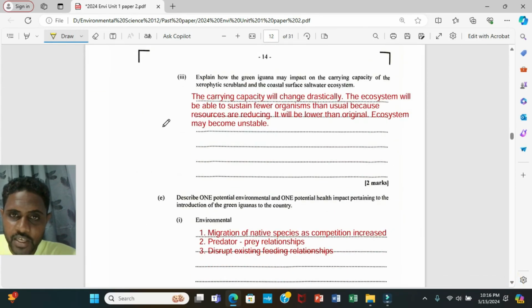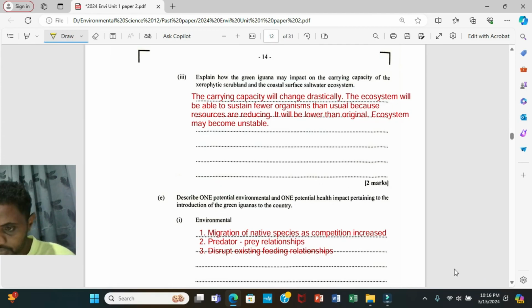All right, next part said, explain how the green iguana may impact the carrying capacity of the xerophytic scrubland and the coastal surface saltwater ecosystem. So I will say the carrying capacity will change drastically. The ecosystem will be able to sustain fewer organisms than usual because resources are reducing. It will be lower than the original. The ecosystem may become unstable. So the carrying capacity of the ecosystem will become less.